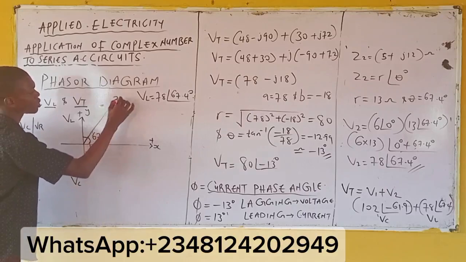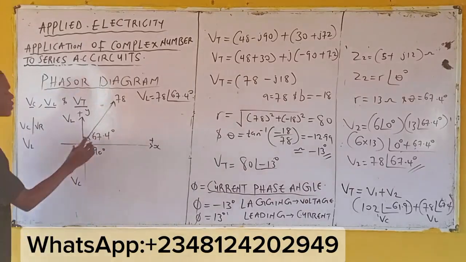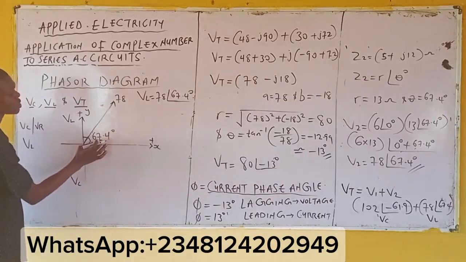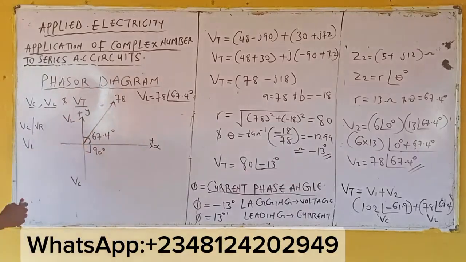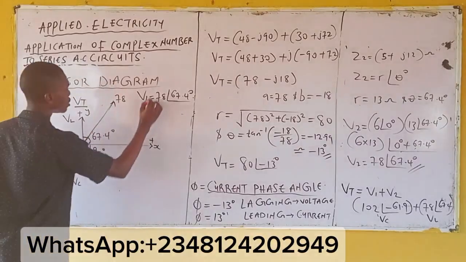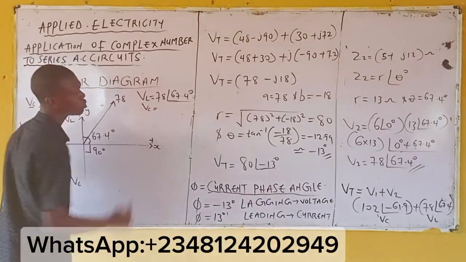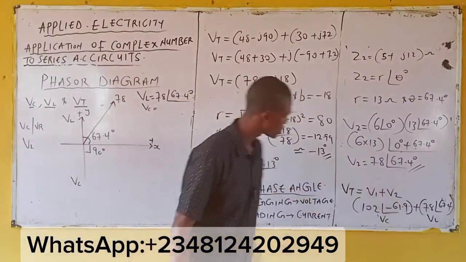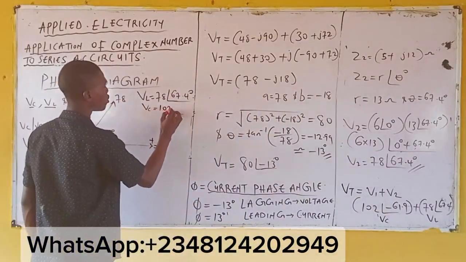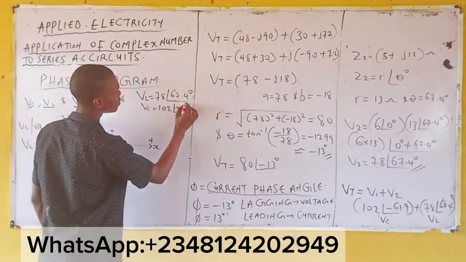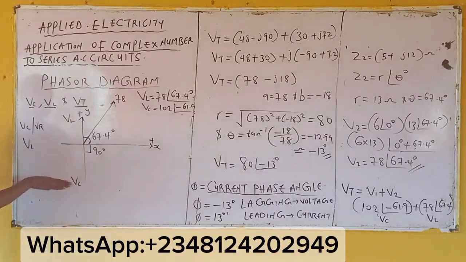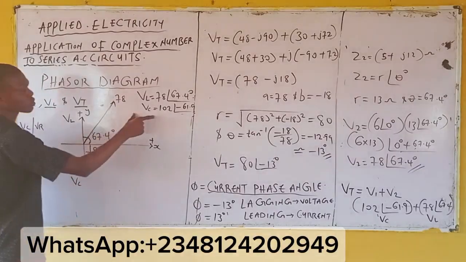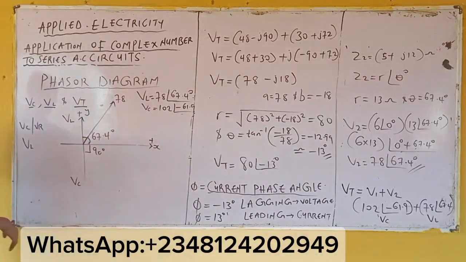And what's giving you 67.4 degree? 78. Meaning 78 is giving you 67.4 degree, right? So indicate your 78. Next up, we have the voltage of your capacitor. When we solve that, we got 102 at negative 61.9. I said earlier on that your capacitor or resistor is at the what? Negative y-axis.